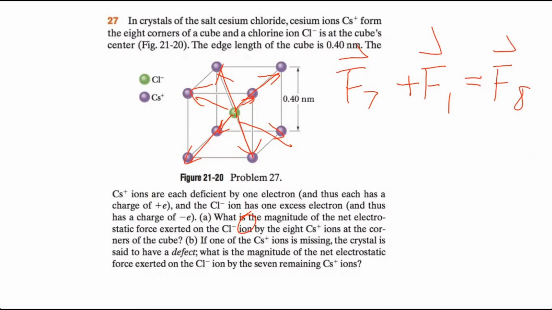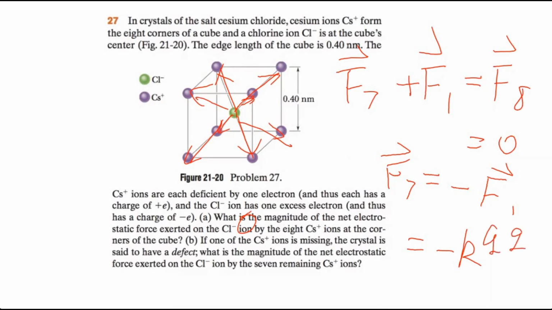The force given by the 8 ions is 0, right? Because we just answered question A. So if we want the force of 7 ions, we can just take it as the minus of the force from just one positive ion. One positive ion's force on the negative ion would be just k q q over r squared.